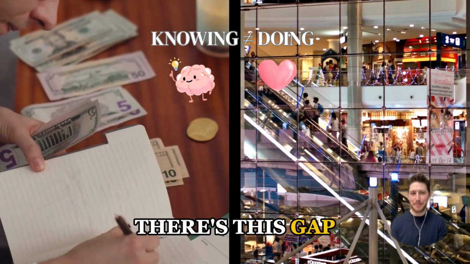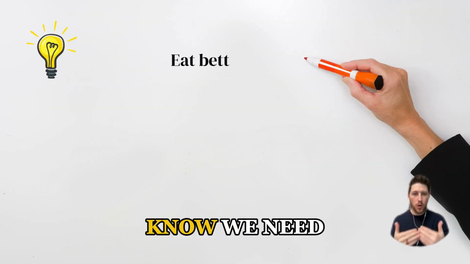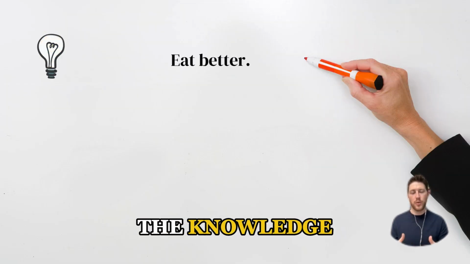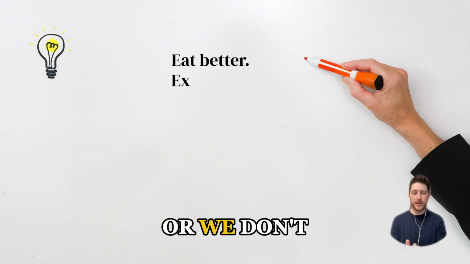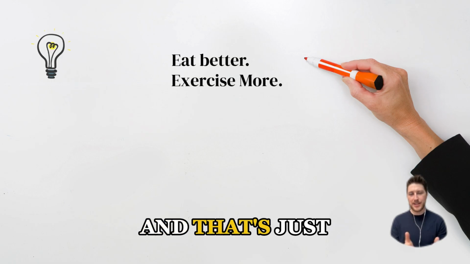And so there's this gap, right, between what we know we need to do, because we have the knowledge, we know we need to do something, and then we just don't do it, or we don't do it consistently, or we don't do it in a sustainable way. And that's just one example.